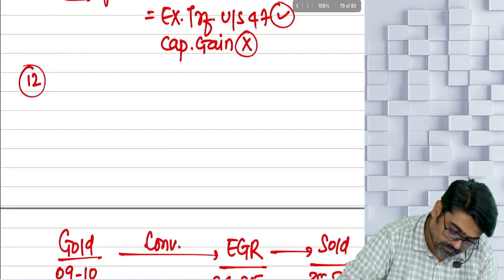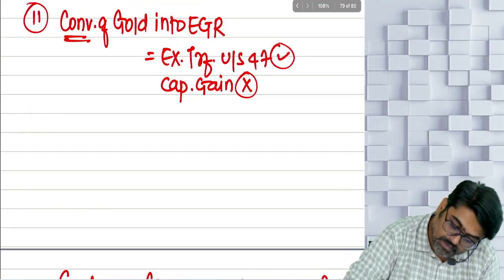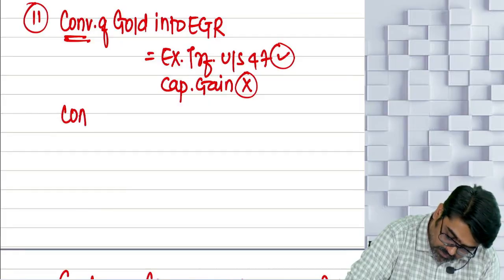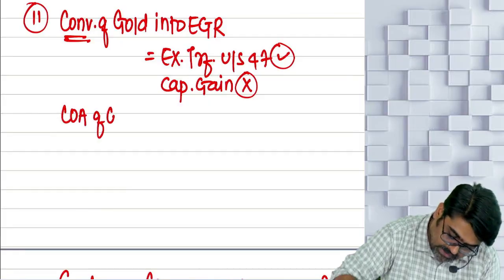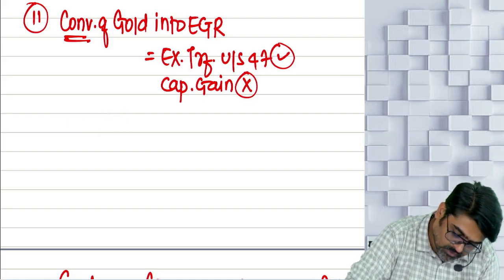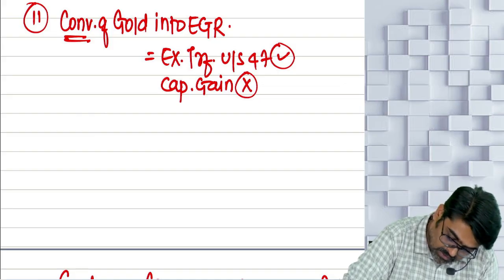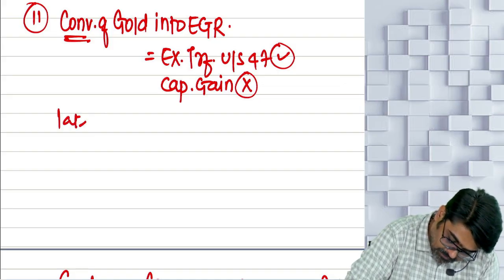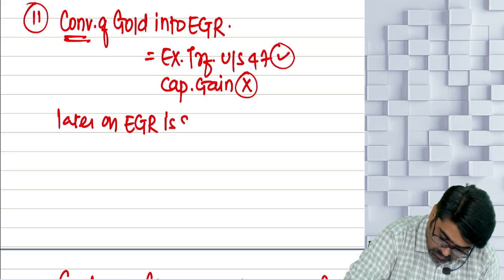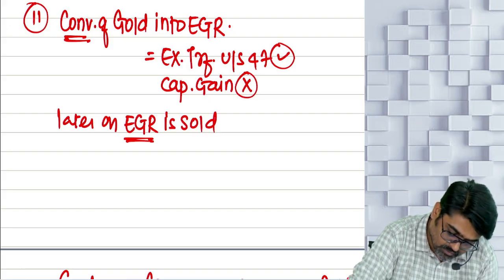And here cost of acquisition of EGR. Cost of acquisition of EGR. Later on when this EGR will be sold. Okay, no? And later on EGR is sold. Such EGR is sold.